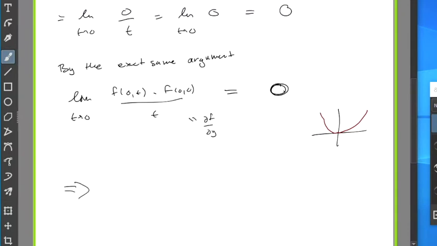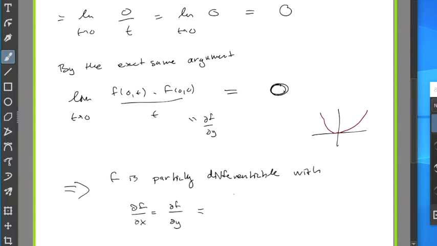So even this weird function, even if the function looks weird, I should say, it is very much partially differentiable, and the partial derivatives are equal to 0. So going back to the definition of the partial derivatives, we get that.